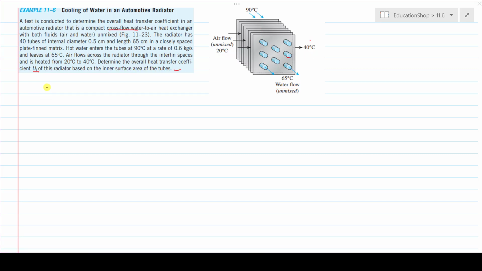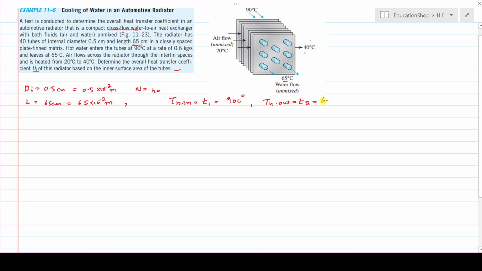Well, let me write the data given in the statement. The inside diameter of the tube is 0.5 centimeter, in other words 0.5 multiplied by 10 to the power minus 2 meter. The number of tubes is 40. The length of the tube is 65 centimeter, that is 65 multiplied by 10 to the power minus 2 meter. Now the hot temperature in, which you can also denote by small letter T1, is 90 centigrade, and the hot temperature out, also denoted by small letter T2, is 65 centigrade.